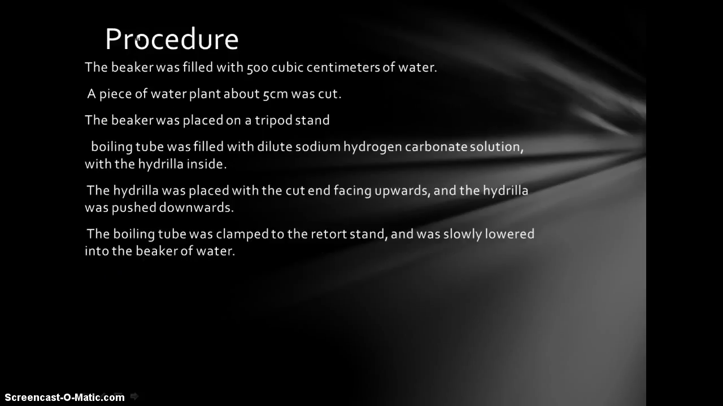Procedure. The beaker was filled with 500 cubic centimeters of water. A piece of water plant about 5 cm was cut. The beaker was placed on a tripod stand and the boiling tube was filled with dilute sodium hydrogen carbonate solution with the hydrilla inside. The hydrilla was placed with the cut end facing upwards and the hydrilla was pushed downwards. The boiling tube was clamped to the retort stand and was slowly lowered into the beaker of water.